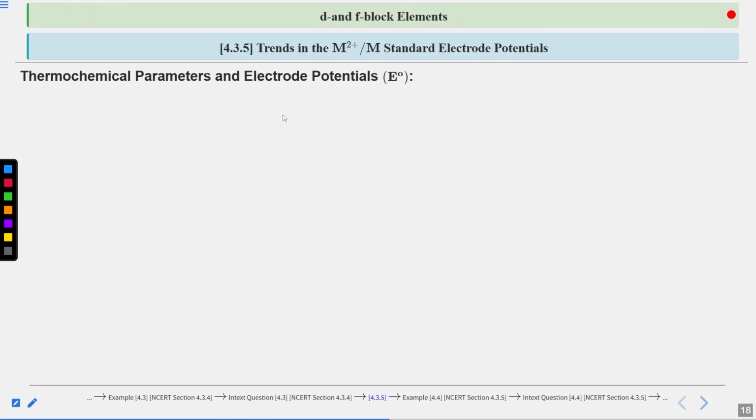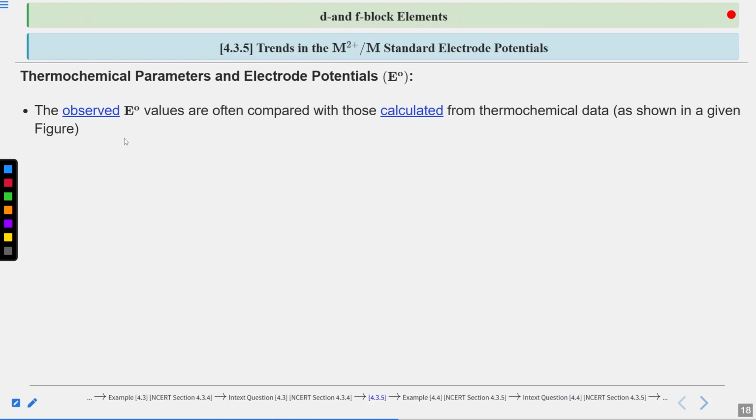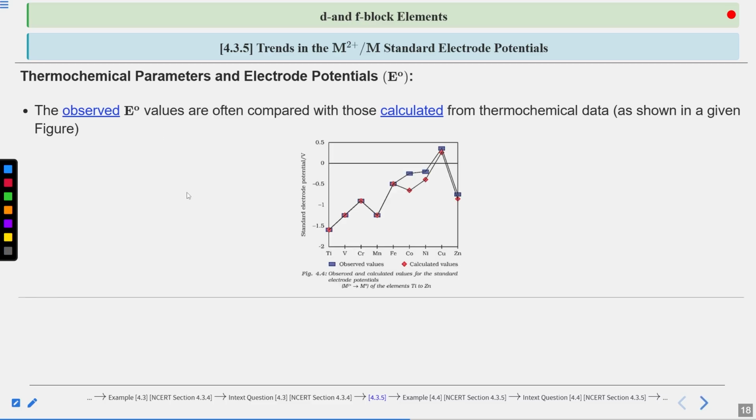Now, thermochemical parameters and electrode potential. The observed E naught values are often compared with those which are calculated from the thermochemical data. So we have two E naught values. The first one is the observed one, and the second one is the calculated one. So we observe and we calculate the E naught value, and then we compare them from the data as shown in the given figure, which is this one, where the graph is given between the standard electrode potential in volts and the d block elements from titanium using the 3d series.